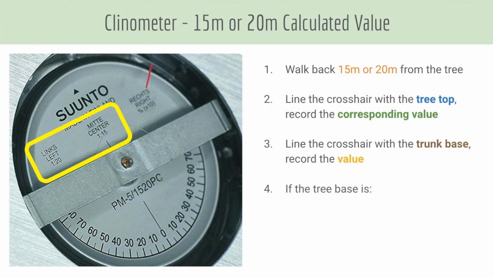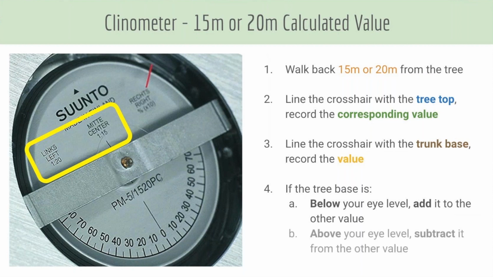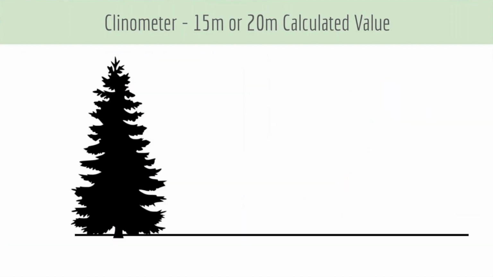Now, depending on where the tree base is, if it's below your eye level when you're looking straight ahead, then you add the 2 values together. If it's above, you simply subtract the second value from the first. So here I've put some diagrams that will illustrate what I'm explaining.